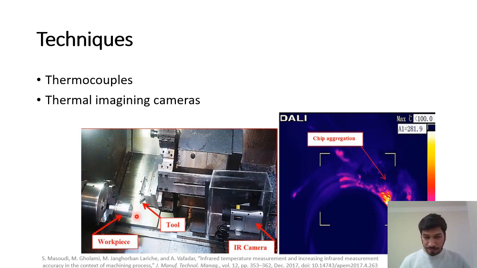And this is the infrared imaging camera that the authors have used, and right next to it is the result that they have obtained. These images show the different temperature ranges. I think 281 degrees Celsius is the maximum that they have seen, and I think the material is aluminum. Okay, so this is how the results will look, but as I said, because of the repeatability and a few other factors of thermal imaging cameras, they are not as widely used as thermocouples.